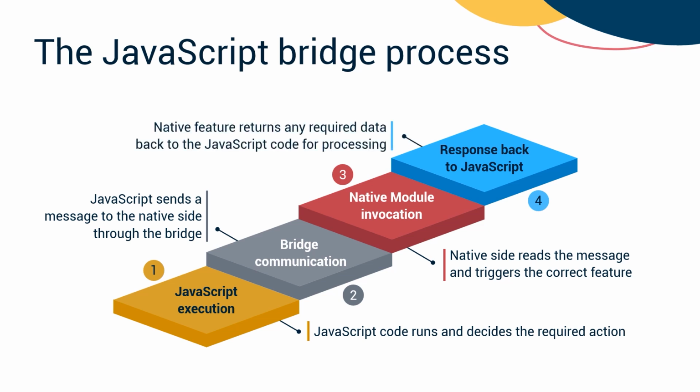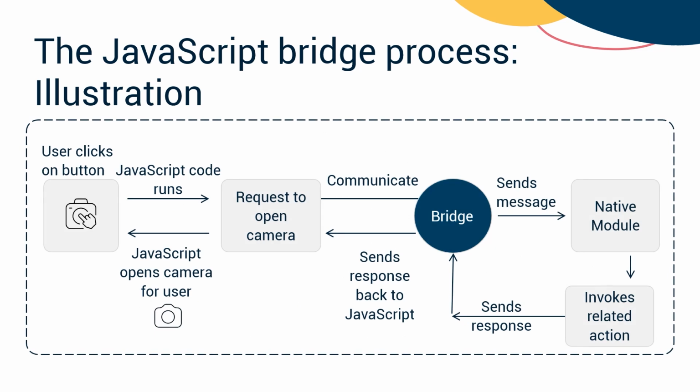If the native feature needs to send something back, like a photo from the camera, it sends this back through the bridge to the JavaScript code, which then processes it. This seamless communication between JavaScript and native code makes complex app interactions possible. Now, let's understand the process of JavaScript bridge communication using an example of clicking the photo through a camera.